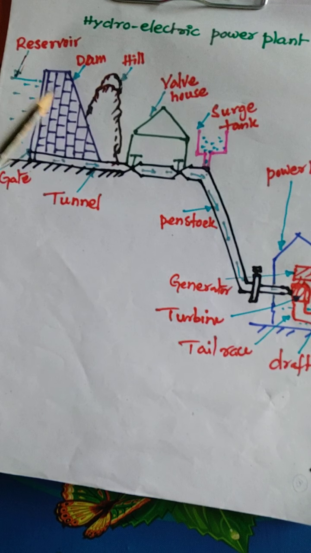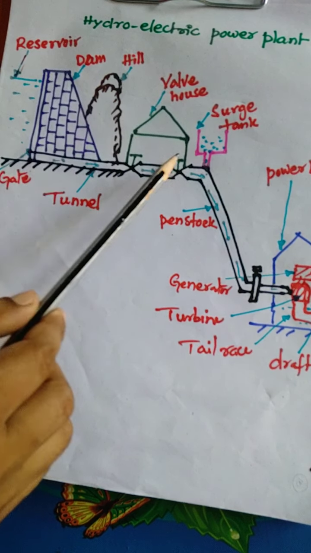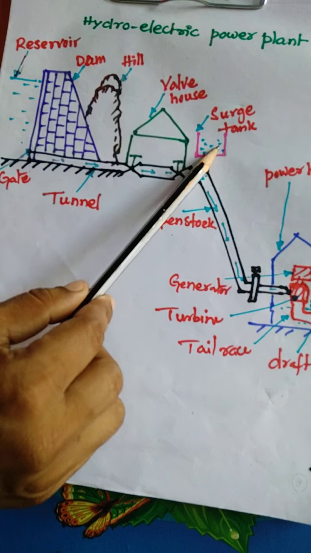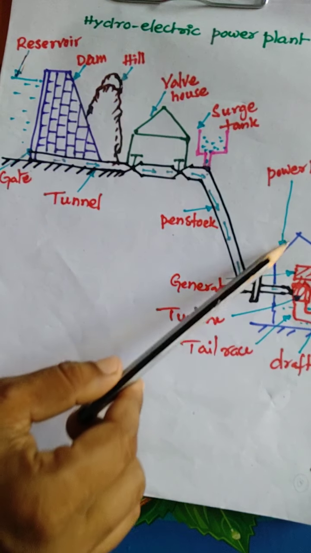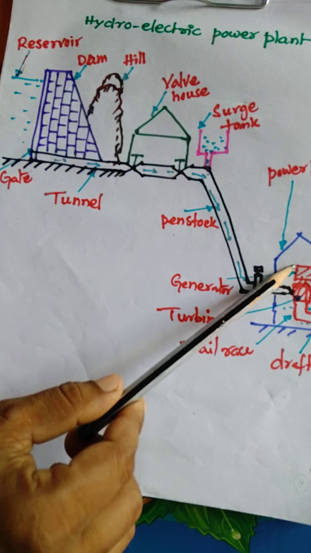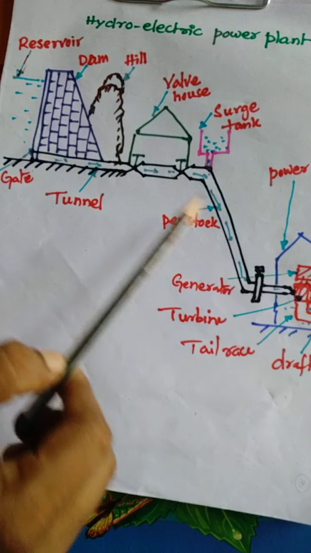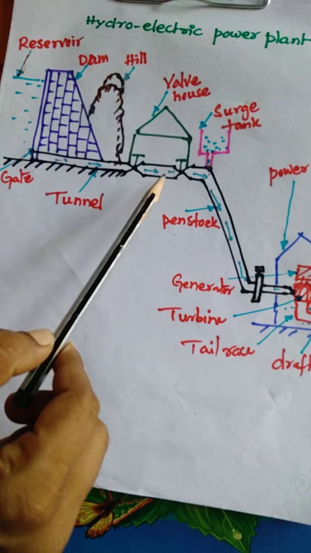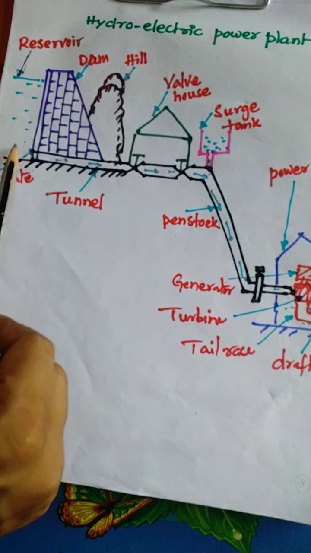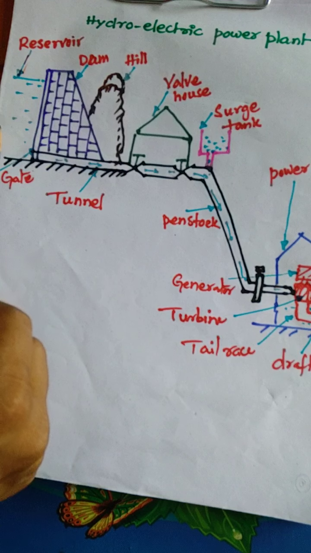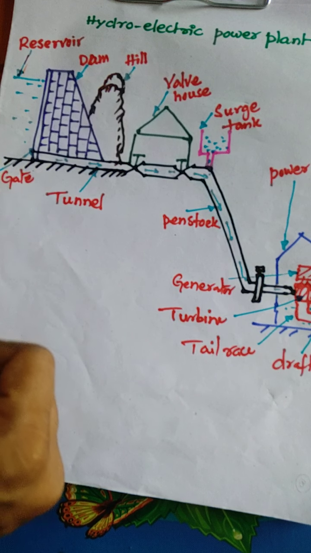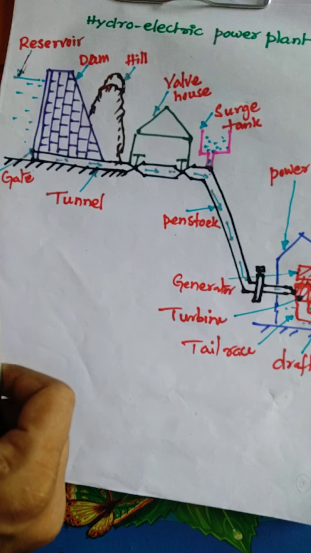So: reservoir, dam, hill area, valve house, surge tank, and the power plant. Inside the power plant are a generator, turbine, tail race, as well as the draft tube. And to take the water, a penstock is used, as well as a tunnel. And for the dam, a gate is also there.